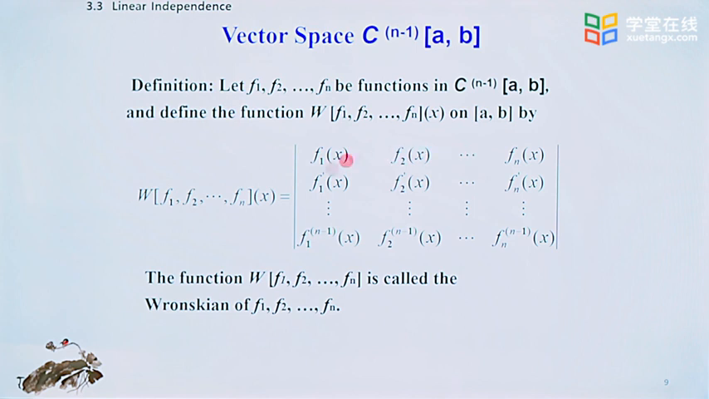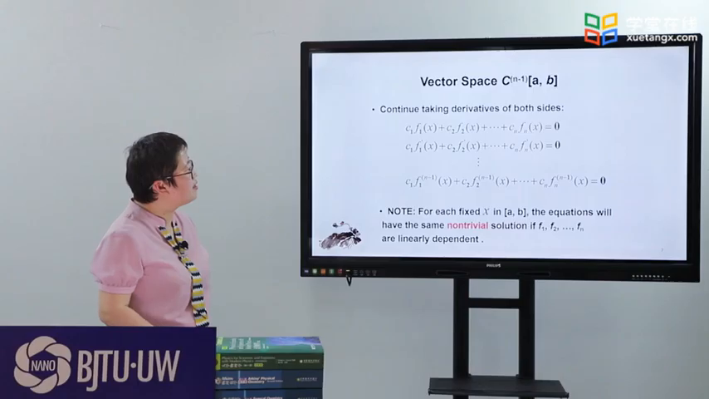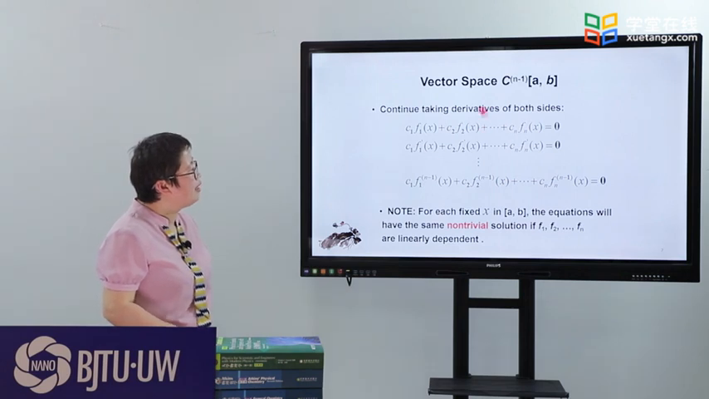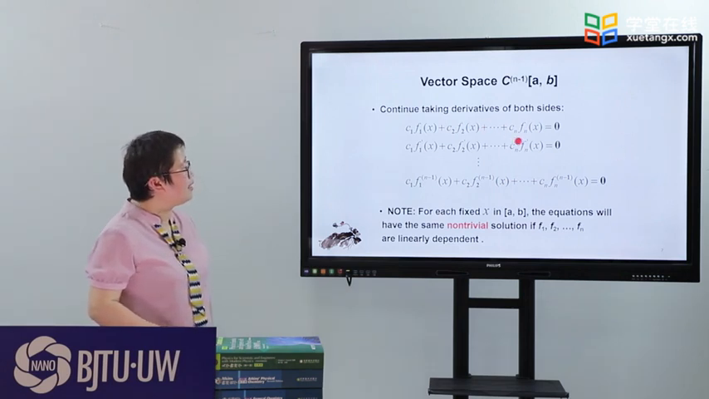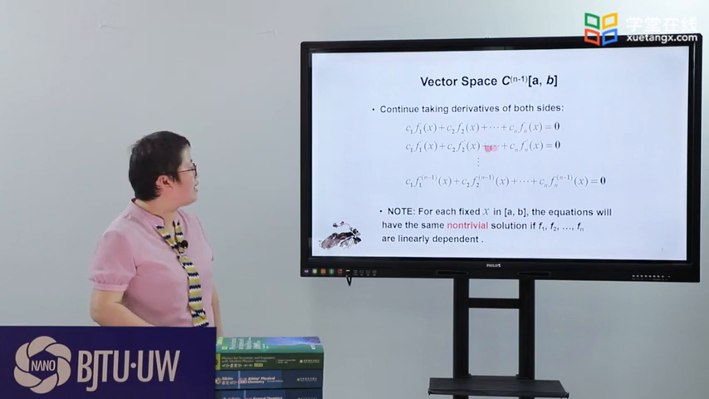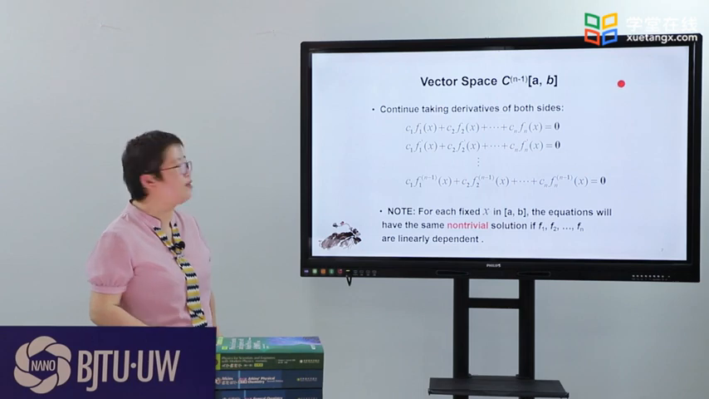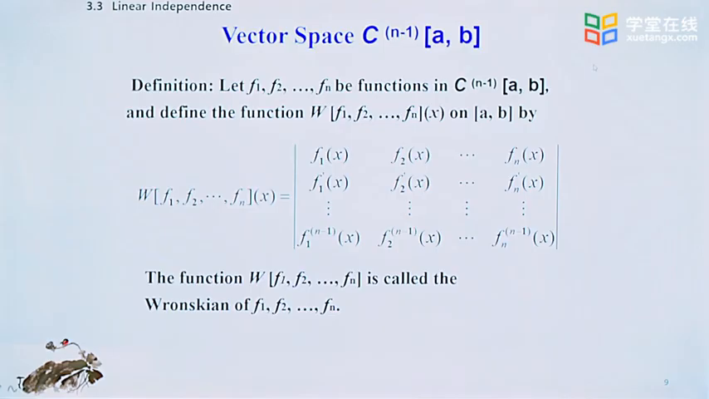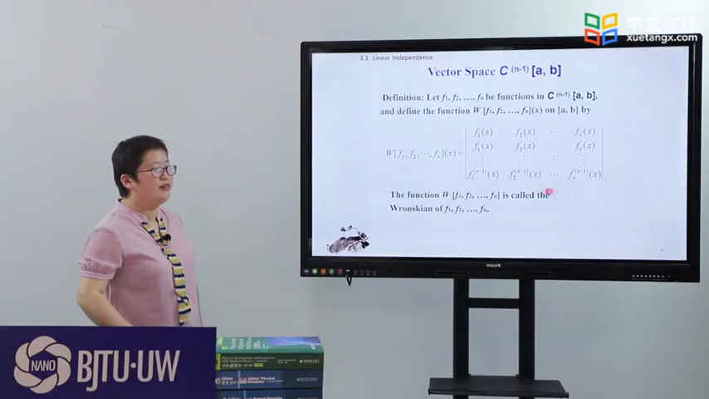See, we just write the coefficient of this system as a matrix, and in fact, it is a square matrix. It has n rows and n columns. So we just write this matrix and we compute its determinant. And this determinant should be a function, right? Should be a function. And the function, we give a name. We call it the Wronskian of f1, f2 till fn.